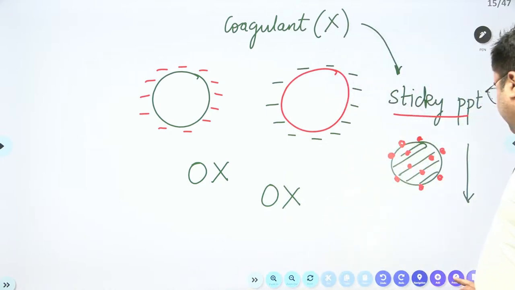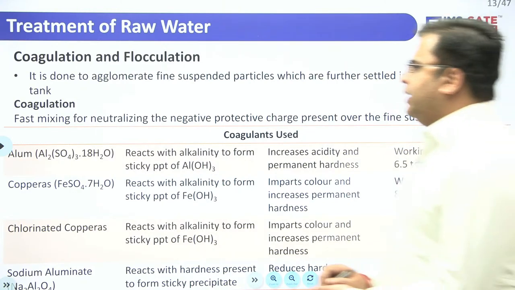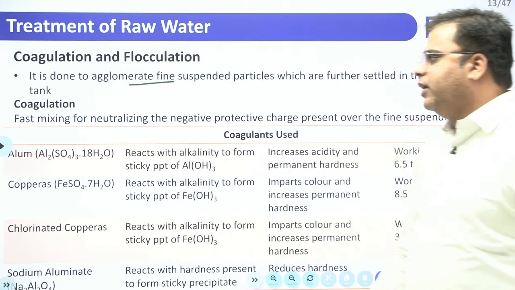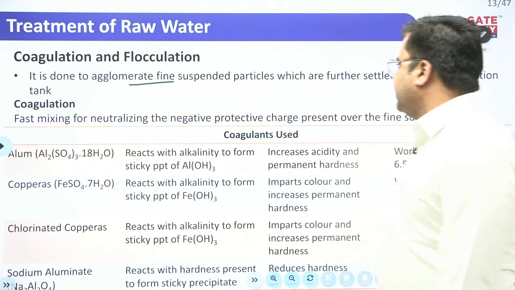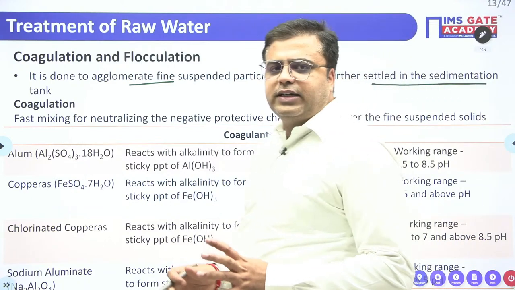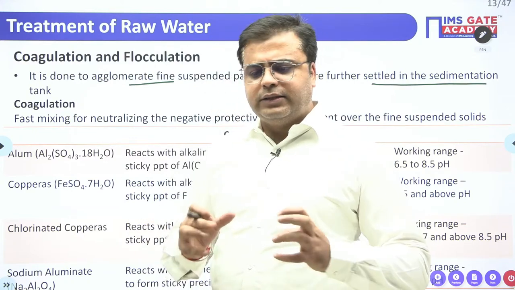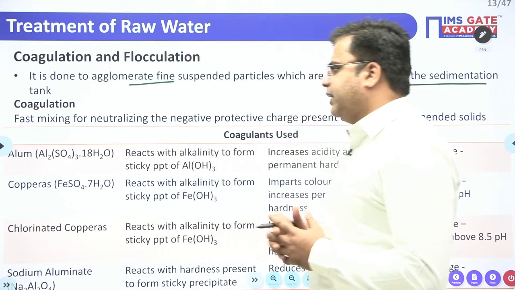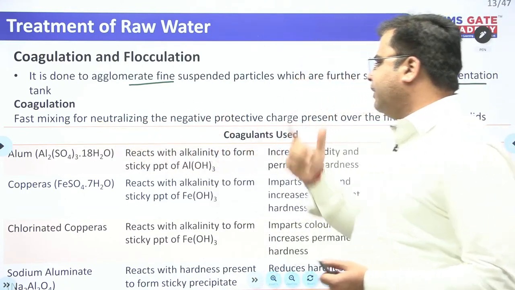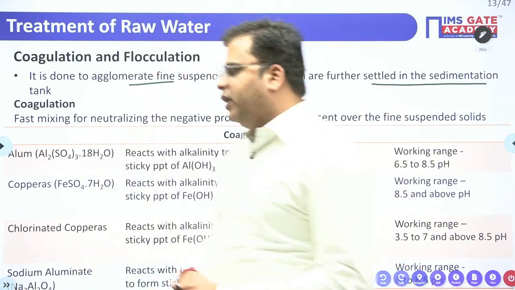So here are a few of the details that I have mentioned. Coagulation and flocculation is done to agglomerate the fine suspended particles, which are further settled in the sedimentation tank. So coagulation and flocculation combined is a process responsible to agglomerate these fine suspended particles. In coagulation, we go for fast mixing for neutralizing the negative protective charge present over the fine suspended particles. In order to do so, we use different coagulants.